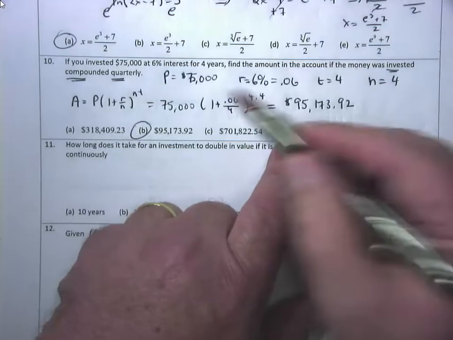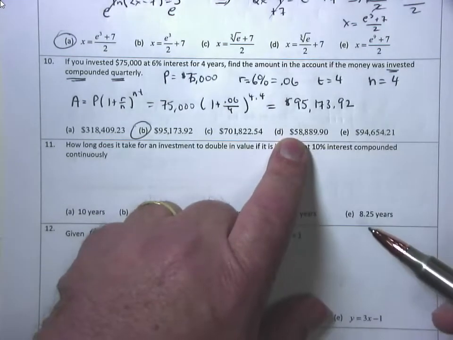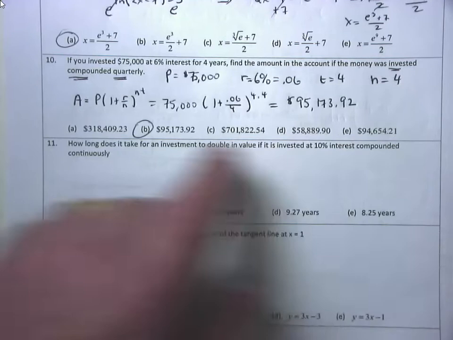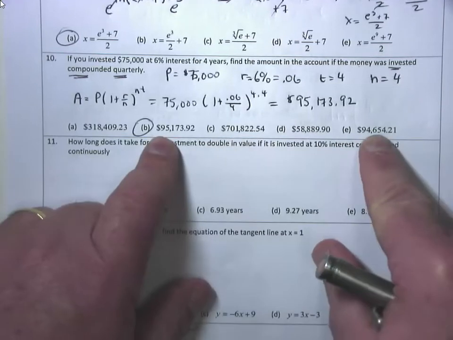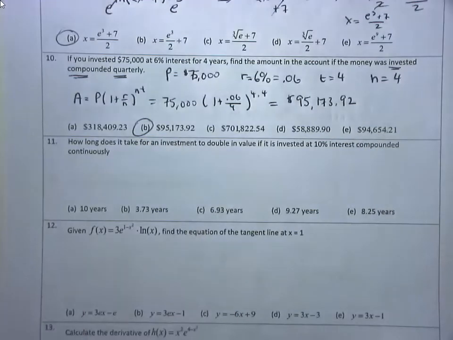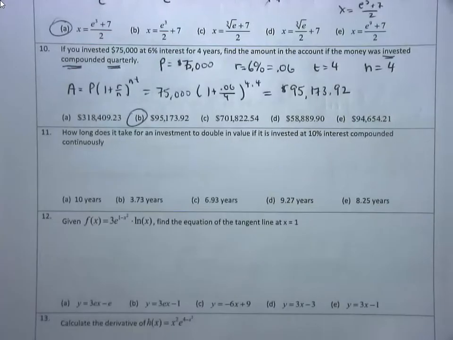I had $75,000, and after 4 years, I now have $58,000. The stock market didn't go real well for me on that deal. Or $94,000. So honestly, there were only 2 of them that were feasible if I invest in the bank. I should have my money grow. So think about that. That also being said, look at number 11.